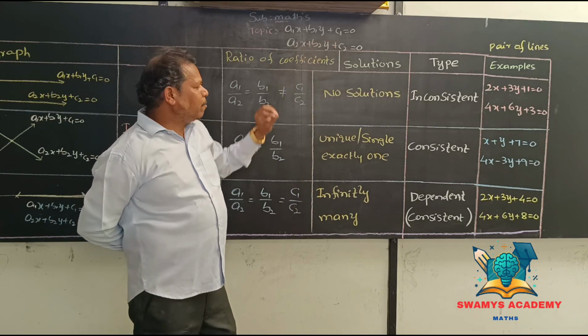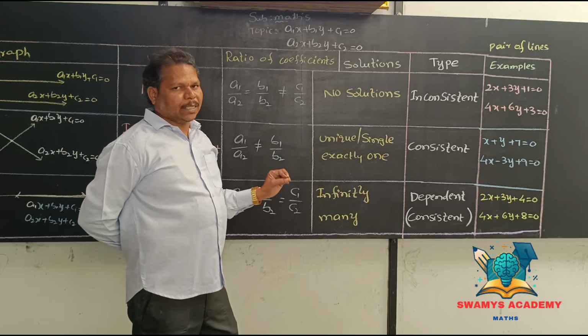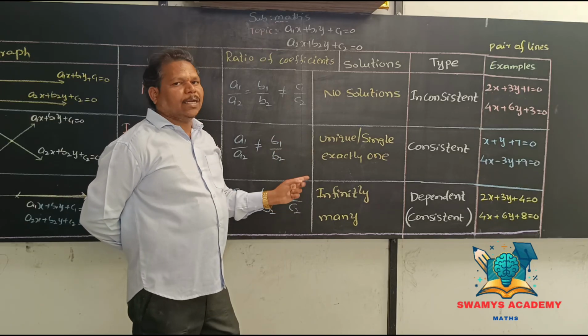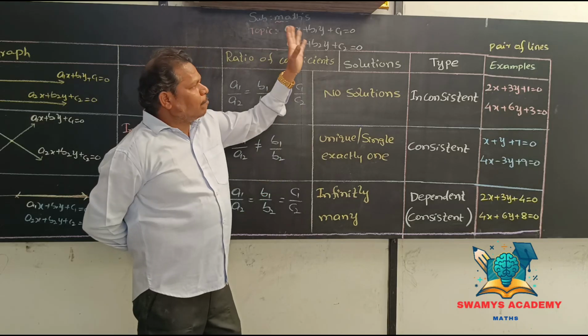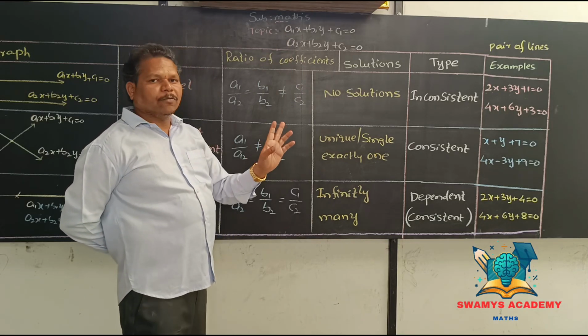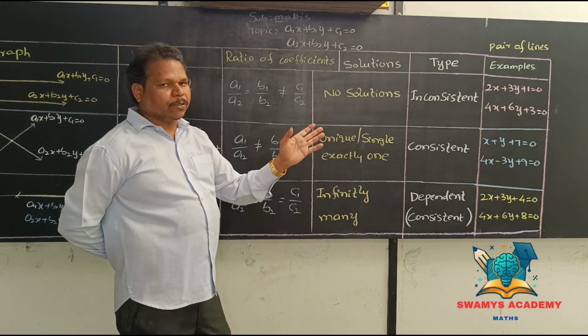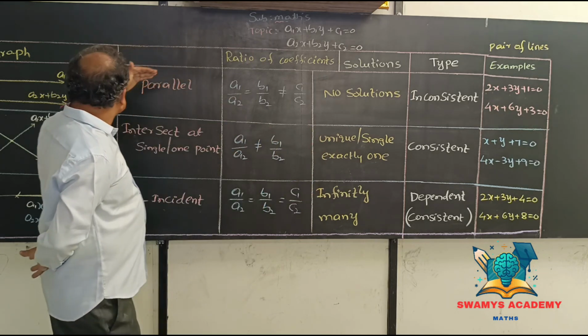Type: dependent. That is nothing but consistent. What will we call here? Consistent and dependent. So the pair of lines example here: 2x plus 3y plus 4 equals 0 and 4x plus 6y plus 8 equals 0. This is about the graphical method.